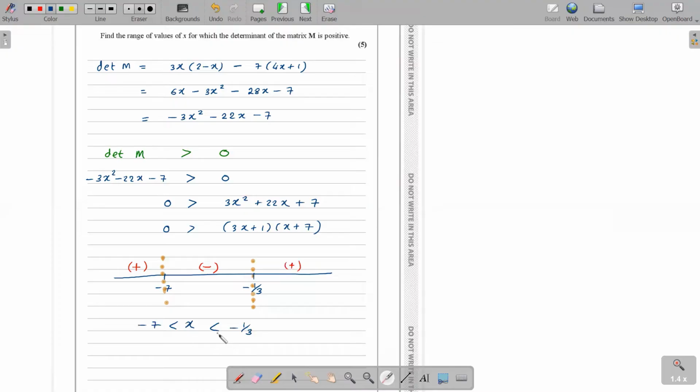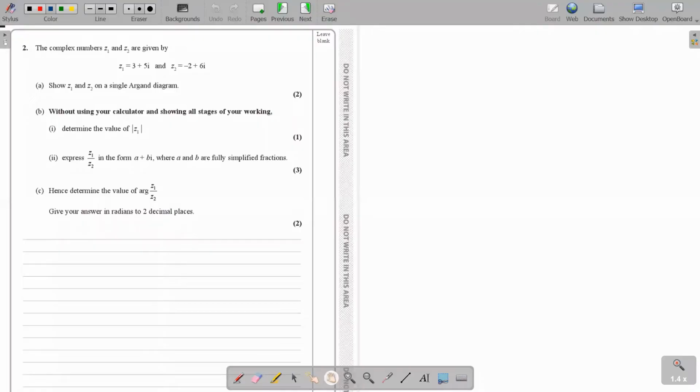Okay, so this is your range. The range of values of x for which the determinant of matrix M is positive. Your determinant will be positive for x values that are falling in between this range. Is this clear? Okay, moving on to question number 2.